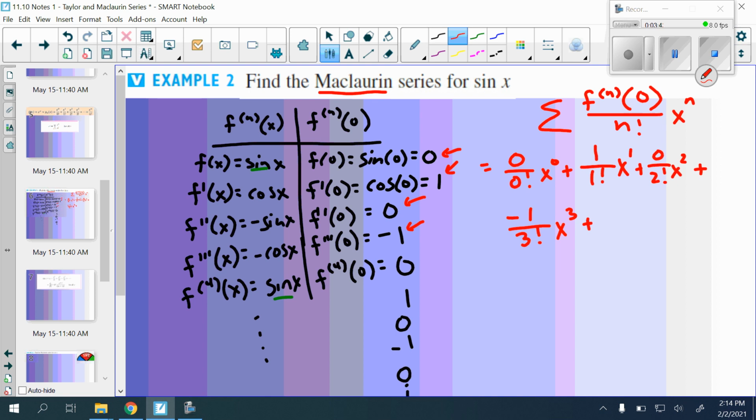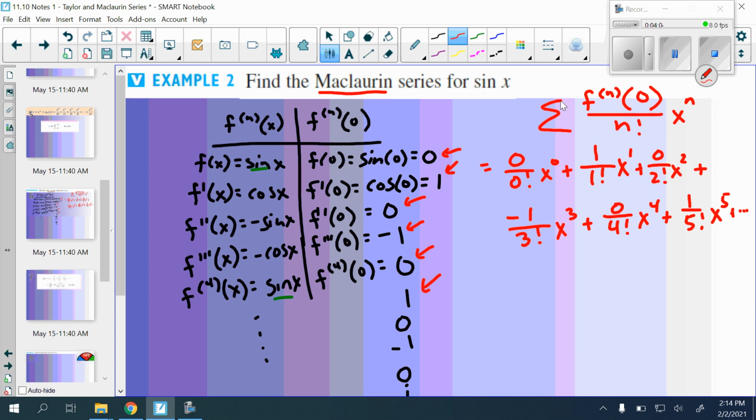Let's go 2 more here. The next one would be the fourth derivative at 0, so 0 over 4 factorial x to the fourth. And let's do this last one. The next one would be the fifth derivative at 0, which is 1 over 5 factorial x to the fifth. And this would continue on in the same pattern.